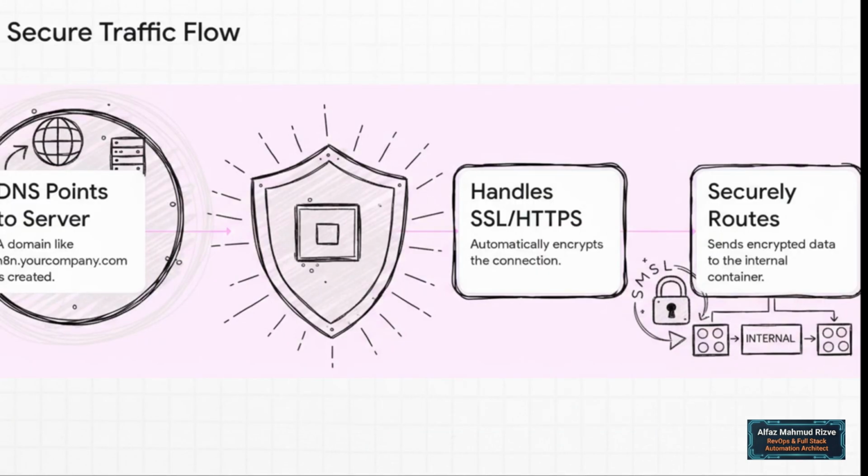So here's how that secure flow actually works. Your domain points to the server, right? But the reverse proxy is the first thing any traffic hits. It automatically handles the SSL certificate, wrapping everything in secure HTTPS. And then it passes the encrypted data internally to the right container. And this means your core application is never, ever directly exposed to the wild, wild west of the internet.